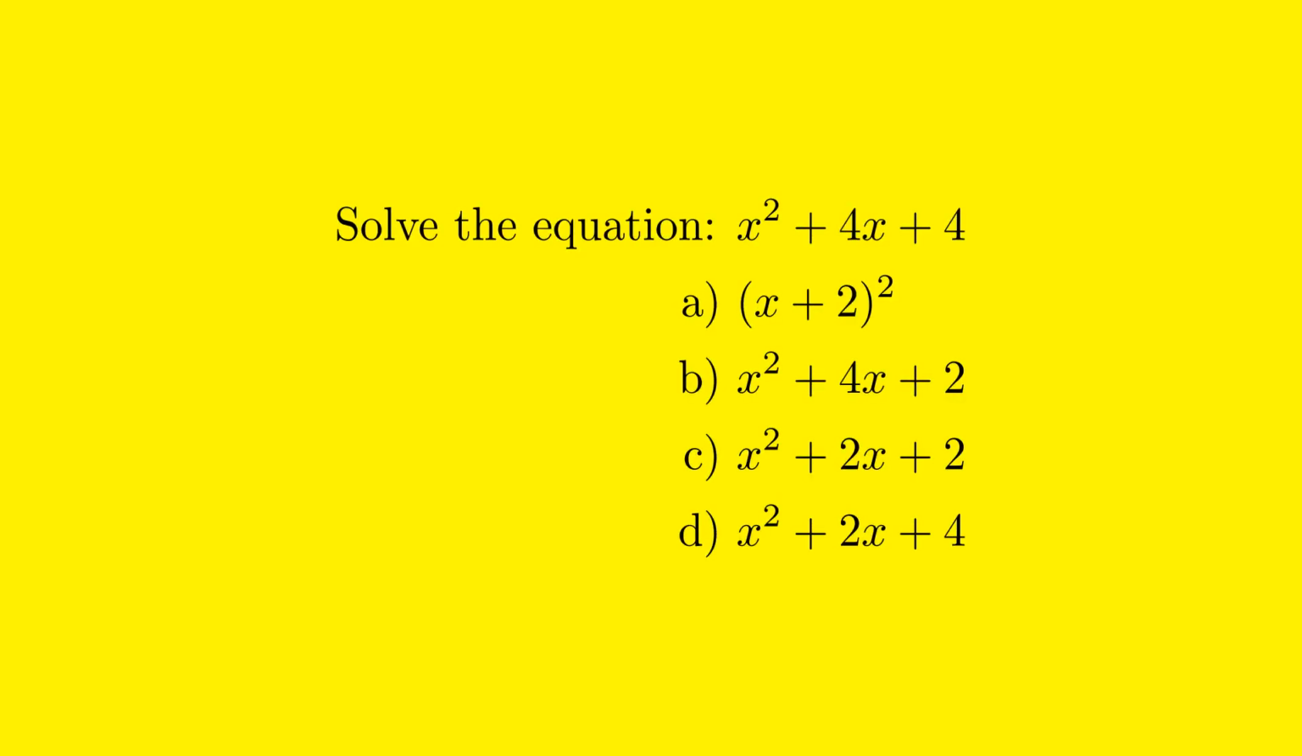In this problem, we are given the expression x squared plus 4x plus 4, and we need to determine its possible solutions among the options. A. (x plus 2) squared. B. x squared plus 4x plus 2. C. (x plus 2)(x plus 2). D. x squared plus 2x plus 4. Pause the video and try to solve the problem for yourself before we reveal the correct answer.